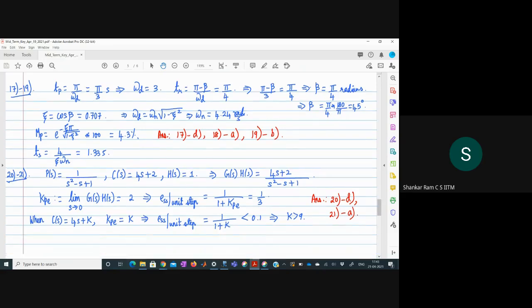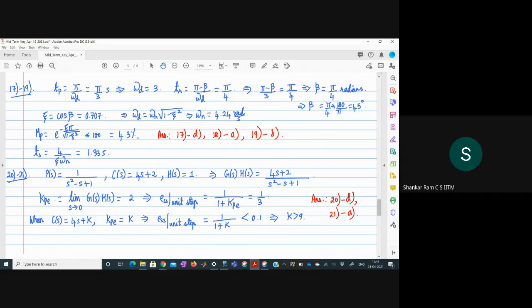Questions 20 and 21, once again, we need to calculate the open loop transfer function and get the static position error constant. One main thing is that the steady state error to the unit step input is 1 divided by 1 plus kp, not 1 by k. So that's a critical step. If you do that, we will get the answer to be 1 by 3, which will be choice D for question 20.